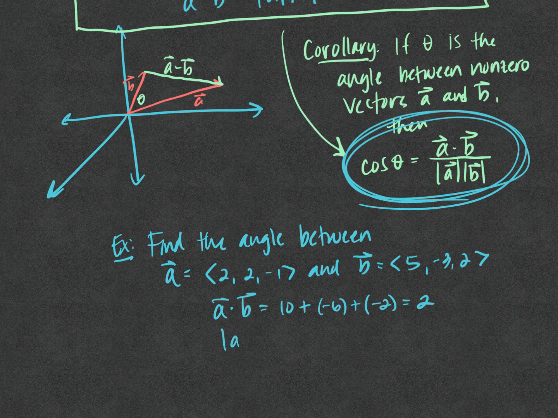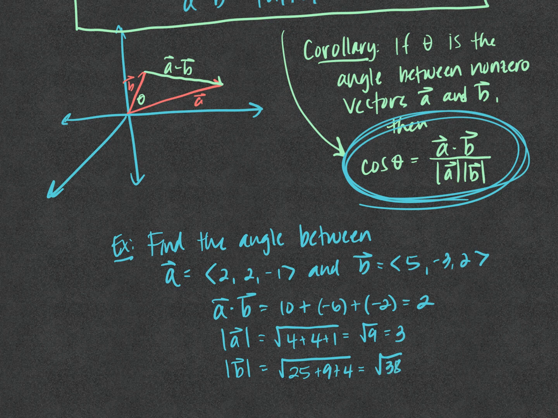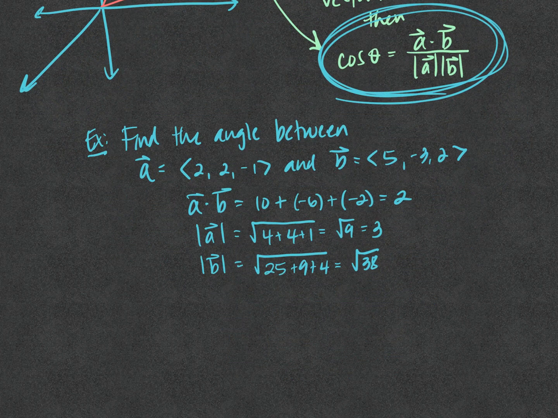Now we need the length of A and we need the length of B. So let's start with the length of A. 2 squared is 4, plus 2 squared is 4, plus 1. So we get the square root of 9, which is 3. Nice. And the length of B is 25 plus 9 plus 4, which makes the square root of 38. Interesting. So then we have cosine of theta equals A dot B, which we found to be 2, over 3 times the square root of 38, which is all well and beautiful.